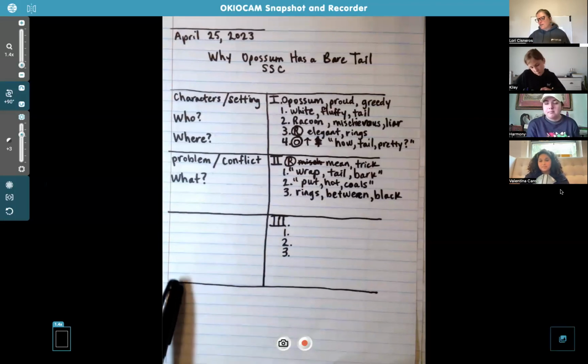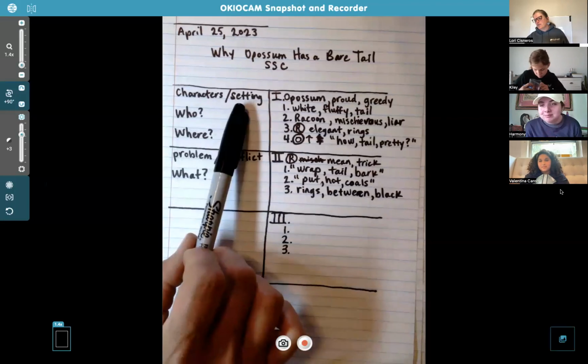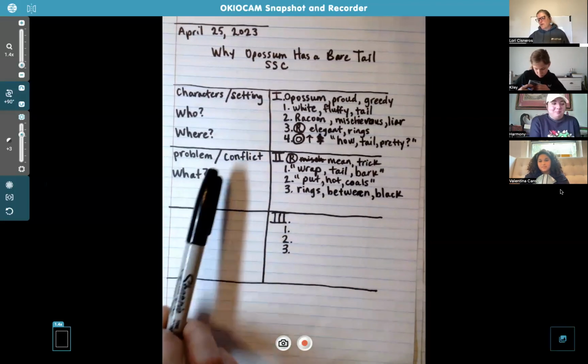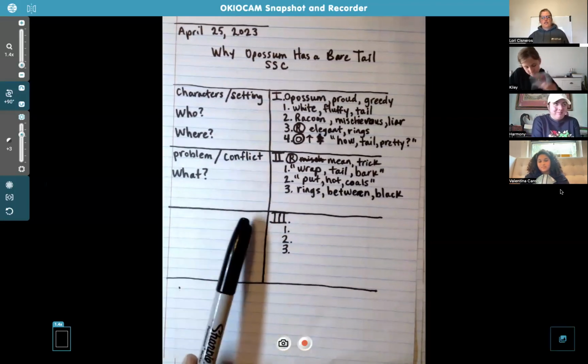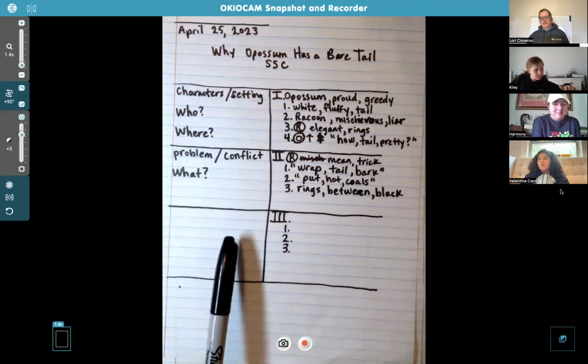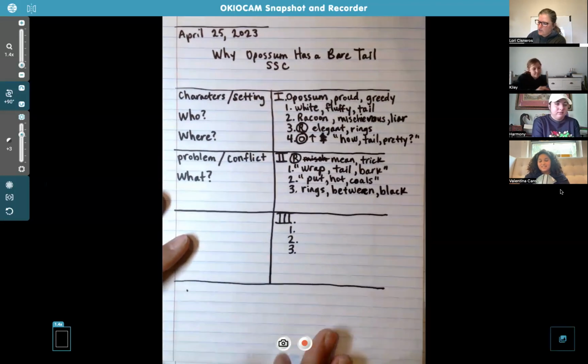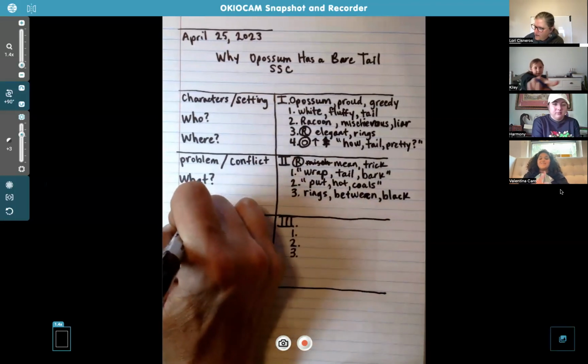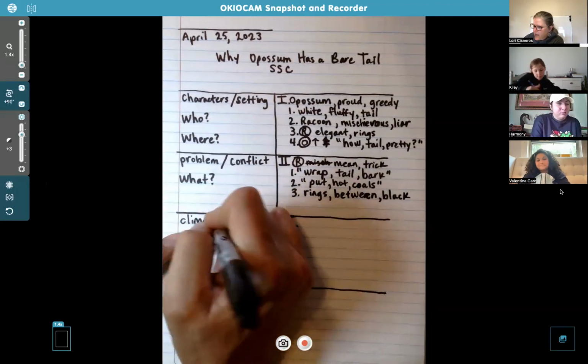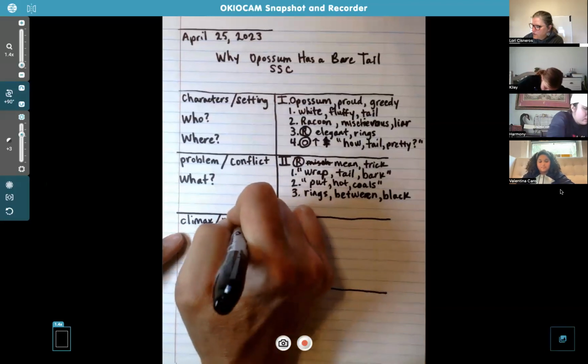But what part of the story is this? So we have the characters and setting, and then the problem and conflict. What happens usually at the end of the story? That's when they solve the problem. Yes, good. The hero part. So there's a word, it's called climax, and then slash resolution.